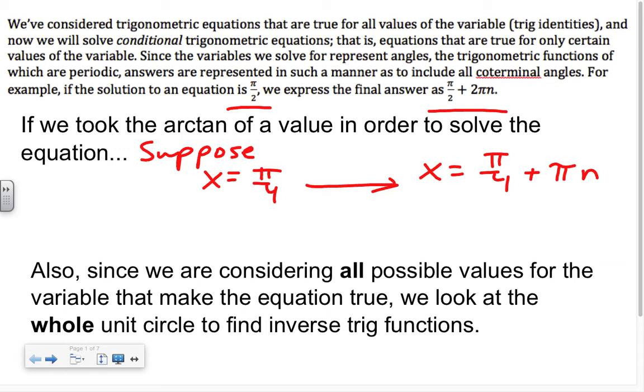Also, one more thing, since we're considering all the possible values for the variable that will make the equation true, you may remember that when we took the arc sine, the arc cosine, and the arc tangent of a value in order to find the angle in the unit circle, we only looked at a certain portion of the unit circle. We're not doing that anymore. We're looking at the entire unit circle for that x value, or that y value, or that ratio.